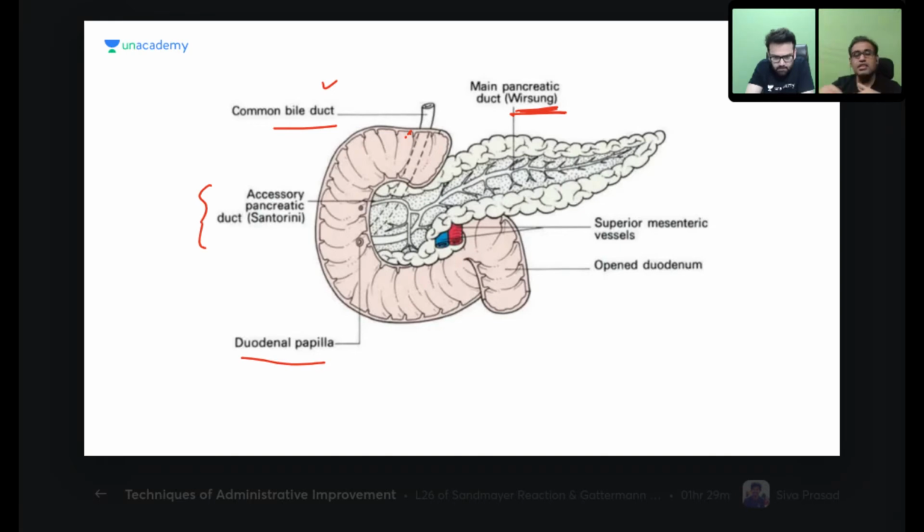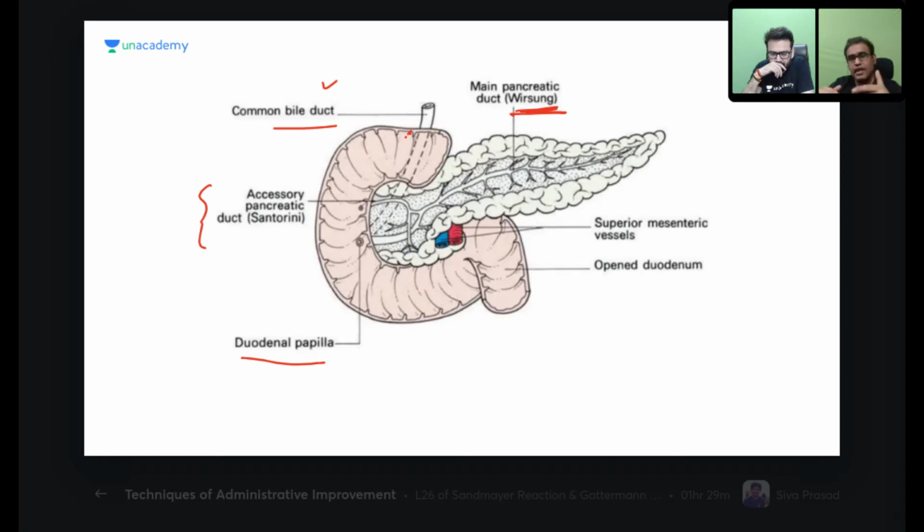Now if the patient has pancreas divisum, it is not uncommon. Imagine around 10 to 15% of people have pancreas divisum to variable degrees. Now 10 to 15% is a big number. Imagine in a 140 crore population of ours, how much is 10%? 10% is around 14 crore. So around 10 to 15% of people have a variable degree of pancreas divisum.